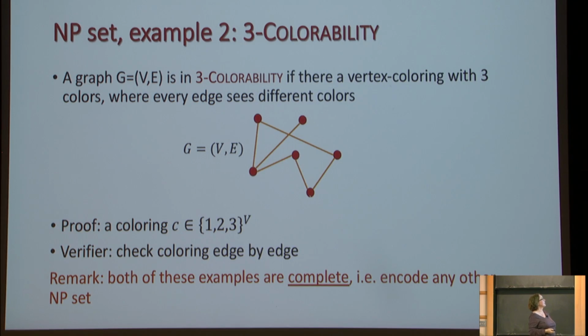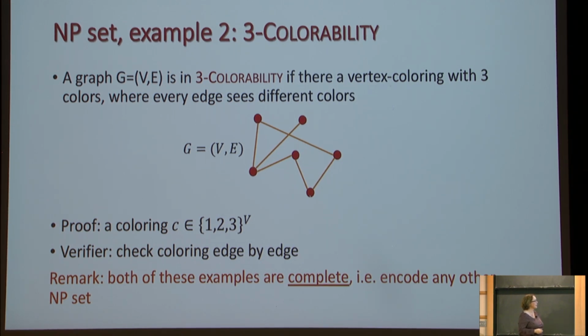Okay, here's another example. Three-colorability. It's the set that consists of all graphs that are three-colorable. What's a three-colorable graph? It's a graph like this that you can find a coloring of the vertices so that every edge sees two different colors. Okay, so what is a polynomial time verifier for this language? It's just the algorithm that expects as a proof a coloring of the graph, goes edge by edge, checks that every edge sees two different colors. It's a polynomial time algorithm. So this set is also in NP.